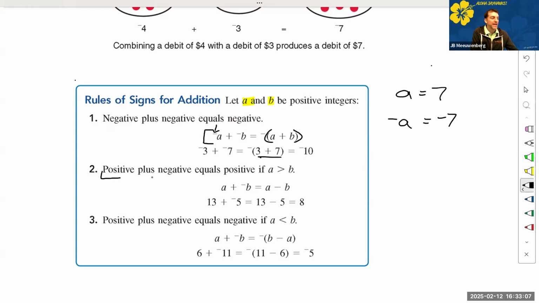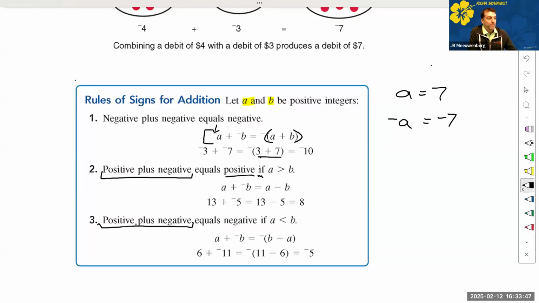Here we have a positive plus a negative. And notice that we have 2 of those, a positive plus a negative, and a positive plus a negative. Well, then there are conditions set in at the end of this. This equals a positive if A is greater than B. So if A plus -B, if A is a bigger integer than B, then it's equal to A minus B. You can see that here. 15 plus -5 is equal to 13 minus 5, which is equal to 8. If you think about that in terms of your chips, maybe use your chips to prove that to yourself.